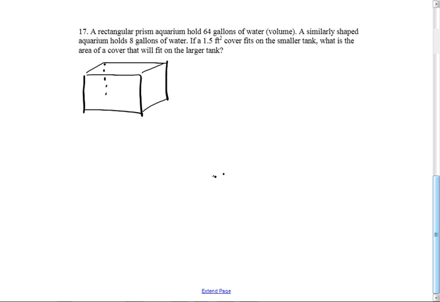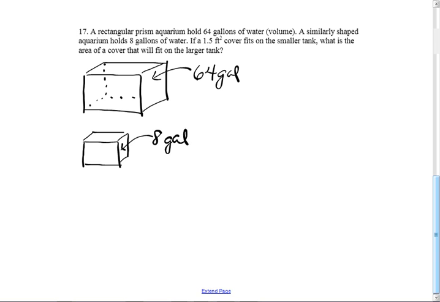Okay, the first one holds 64 gallons, which is a volume. And then I'm going to draw a smaller one. This is a multi-step problem. And it holds 8. Okay, TJ, how am I going to do this? And it says I have a cover for the smaller tank that has an area of 1.5 square centimeters. What is the area of the larger tank?